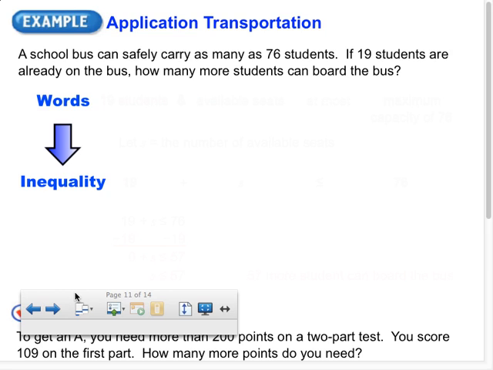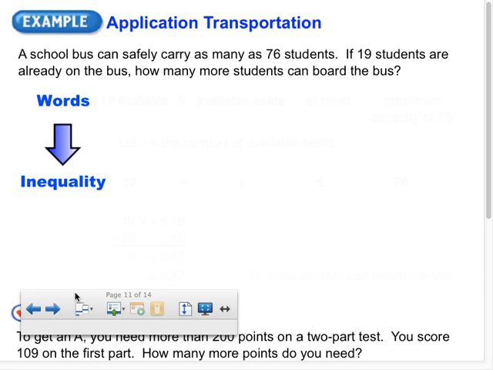Now, take a look at this. I'm going to do this first problem for you, and then you guys will do the next problem on your own. So I want to walk you through this. So here's an example, application, transportation. A school bus can safely carry as many as 78 students. If 19 students are already on the bus, how many more students can board the bus?